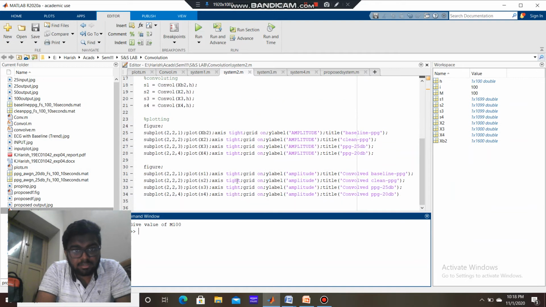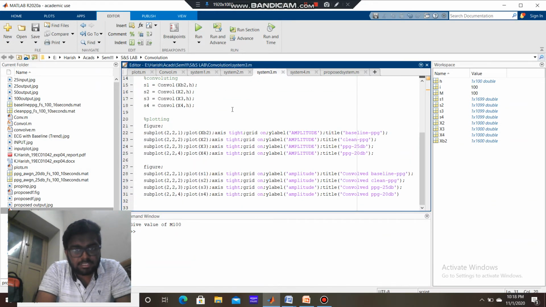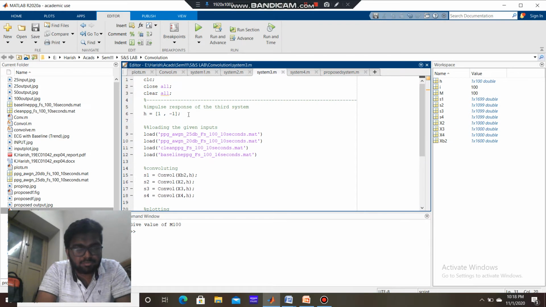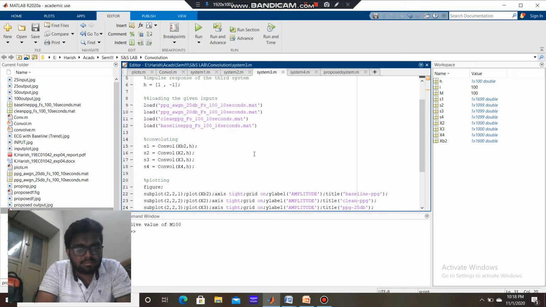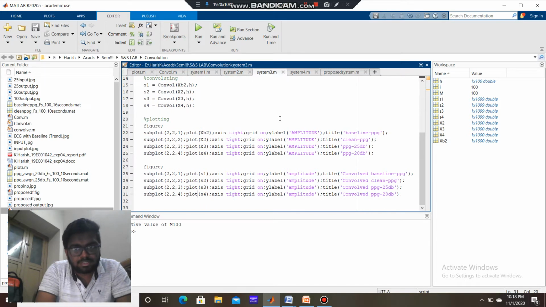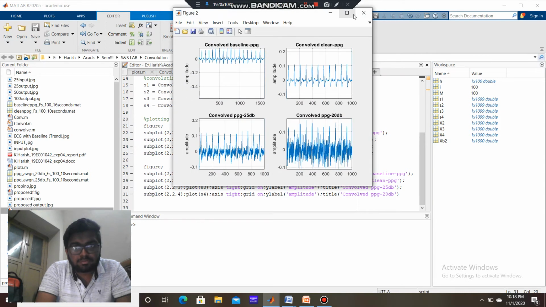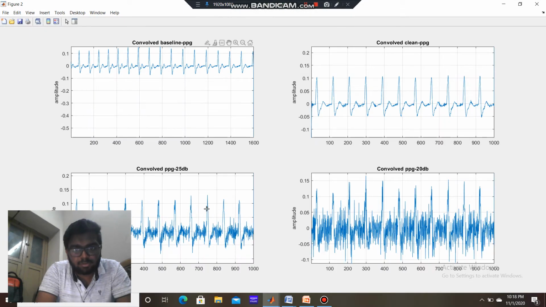And similarly, system 3 is a difference system, and the impulse response of this third system is 1 and -1. Same as system 1 and system 2, here we load the given signals, and then we convolve all these signals with the impulse response of the given system. Then we run this. We can see the convolved plots for the third system. This is the convolved plot for the third system. We can see the difference between the first two systems, which are moving average systems, and this difference system. Here we can clearly see the difference between them.